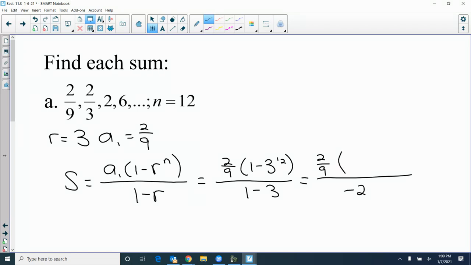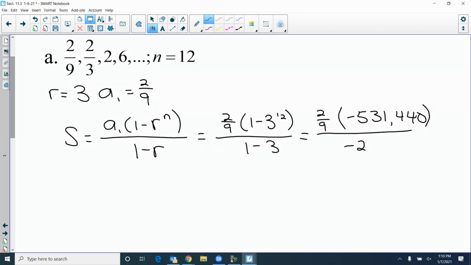Obviously it's going to be a larger value, or it should be. Negative 531,440, right? All right, now I want to simplify this whole mess into basically a reduced fraction. I don't want you to just type it in and give me a decimal. What I would tell you to do is work outside here. What is 2/9 divided by negative 2? You can use your calculator for the bits and pieces to get there. Negative 1/9.